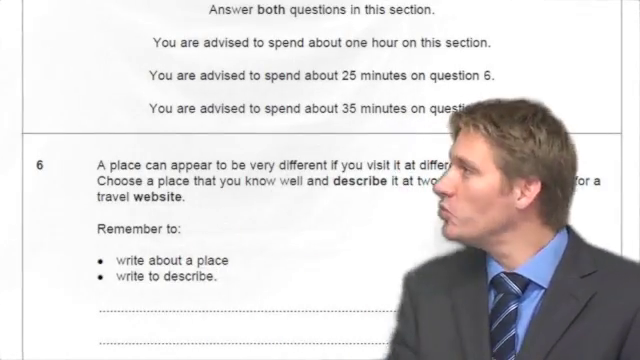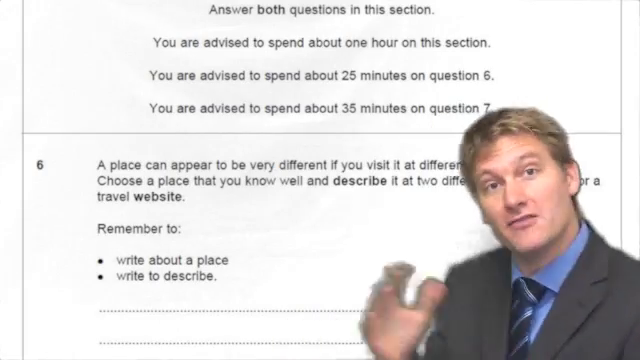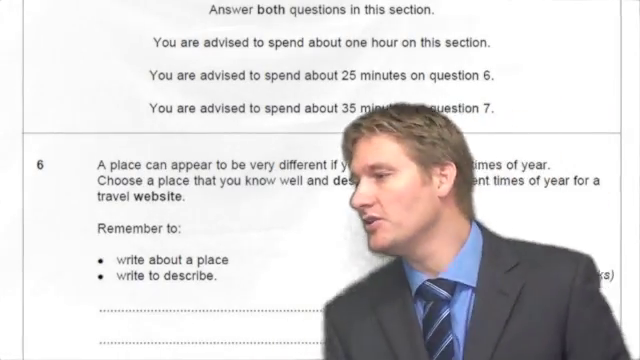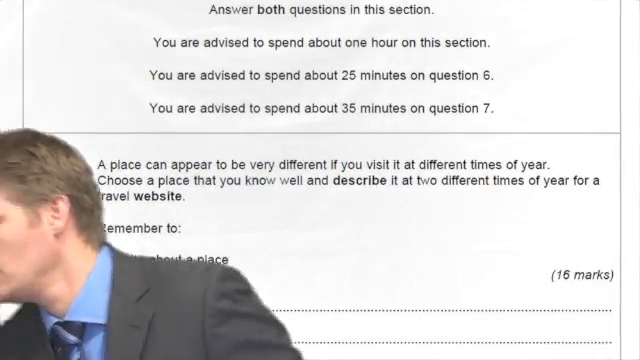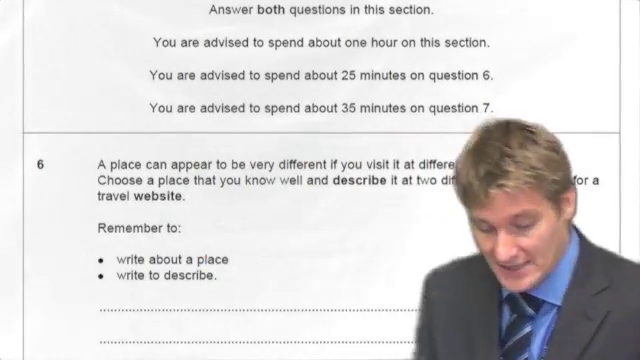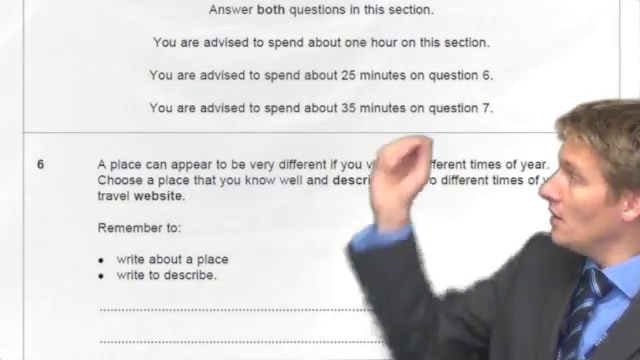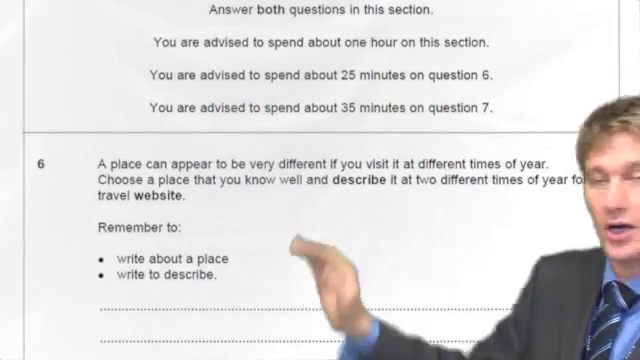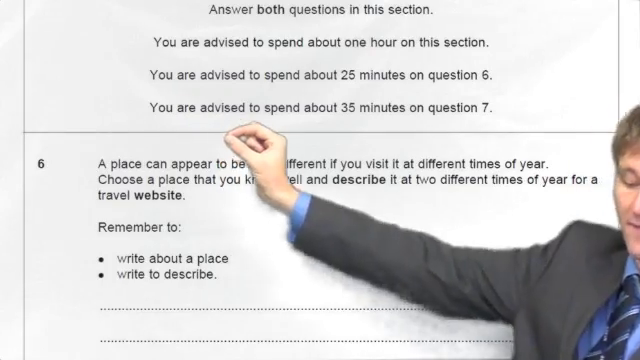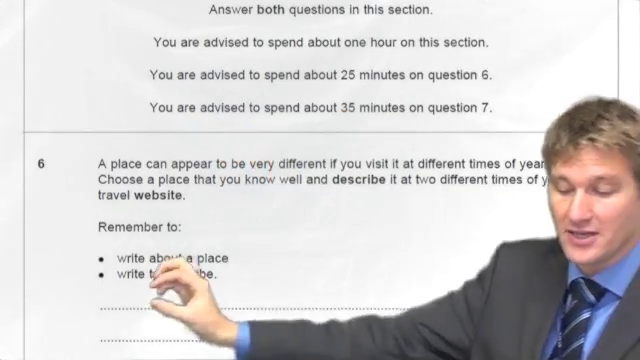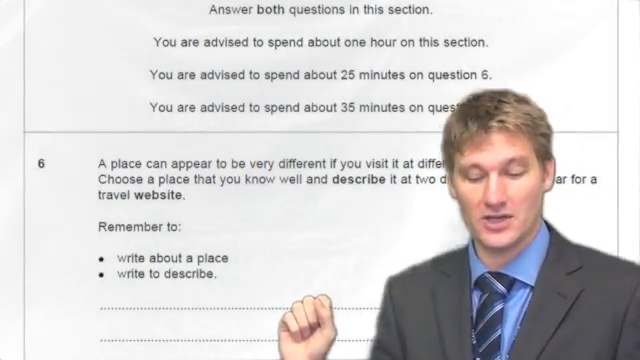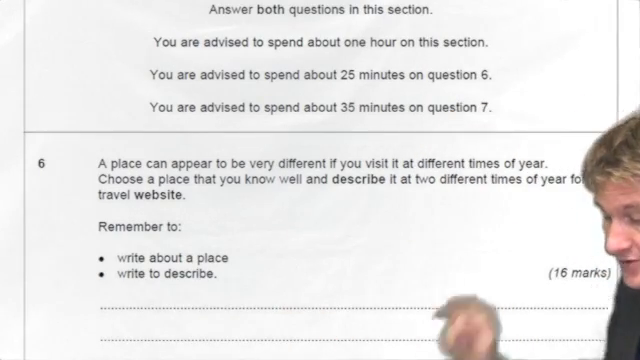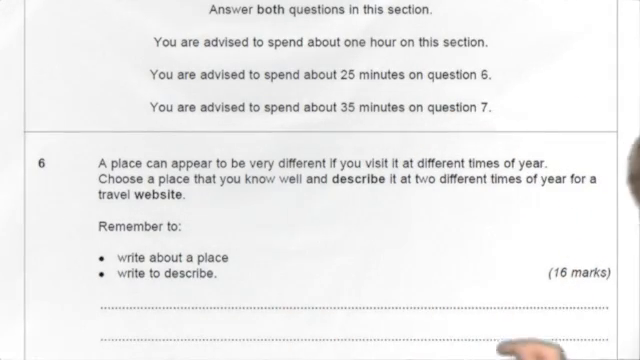And this is what you saw in your mock exam paper, and in the real exam it will look very similar to this. One second, grab it. It says section B, writing, answer both questions in this section, but look at the timings here please. 25 minutes on question 6, 35 minutes on question 7. That's because question 6 is only worth 16 marks, whereas the other one is worth 24.